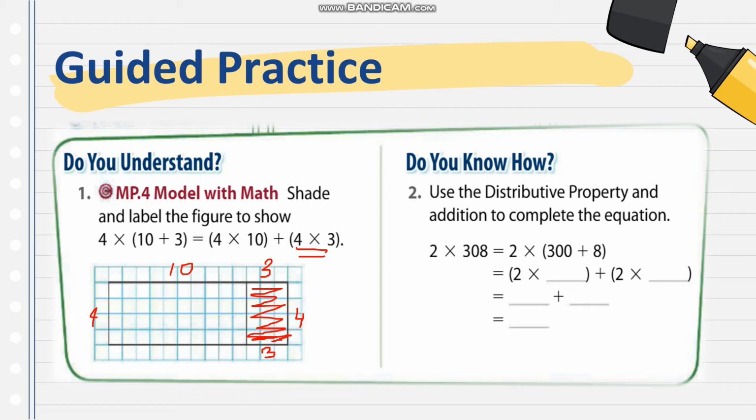Next, number 2. Use the distributive property and addition to complete the equation. 2 multiplied by 308, I'm going to break 308 into 300 plus 8. Then multiply 2 multiplied by 300 and 2 multiplied by 8. So 2 multiplied by 300 is 600 and 2 multiplied by 8 is 16. 600 plus 16 is 616.